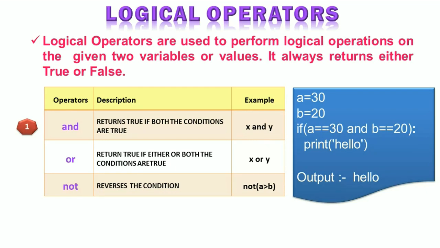Next we have the OR operator. It returns true if either or both the conditions are true. Like here we can see a similar example. If A != 30 or B == 20, we say print hello. So here the first condition is false. A != 30 is false, whereas B == 20 is true. So here the output will be printed because the second condition is true.